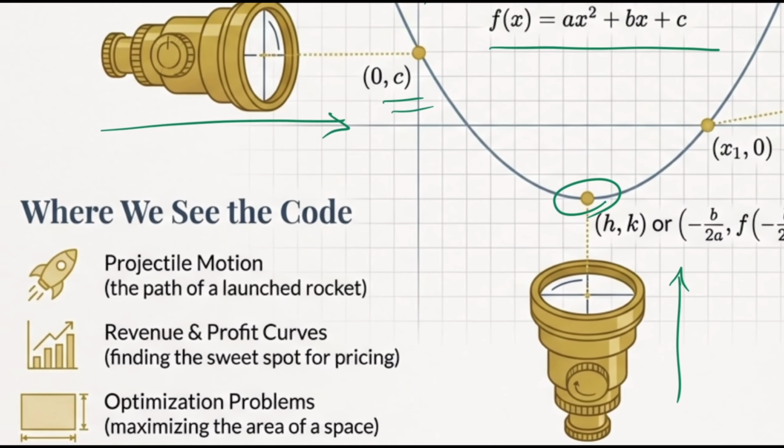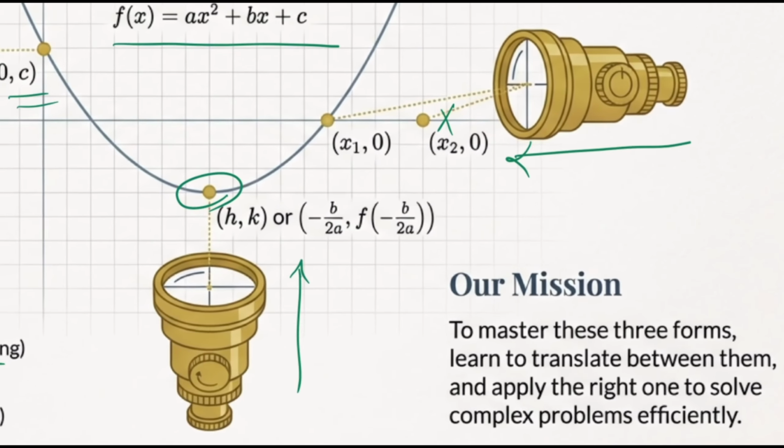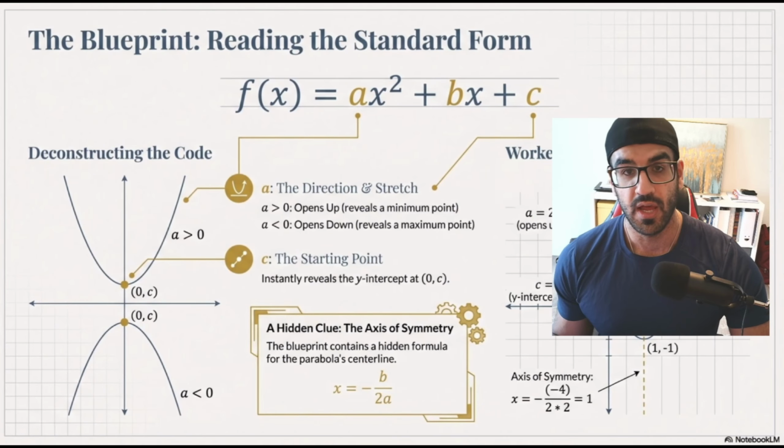So at the end of this project, we are going to see the path of a launched rocket as a real-world example. We are going to talk about revenue and profit curves, and also optimization problems, and we're going to see how we actually use that. So our mission at the end is that you completely understand and master the three forms that we were talking about, also learn how to translate between them and apply the right one to solve complex problems efficiently. So let's talk about it.